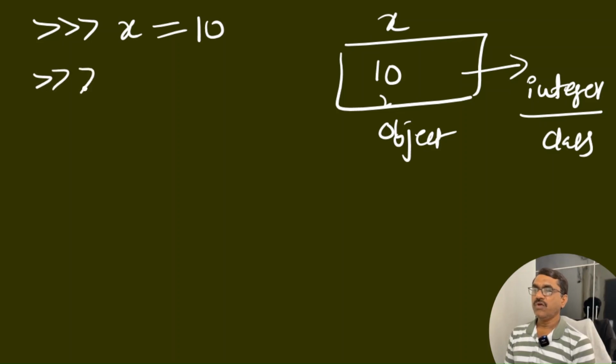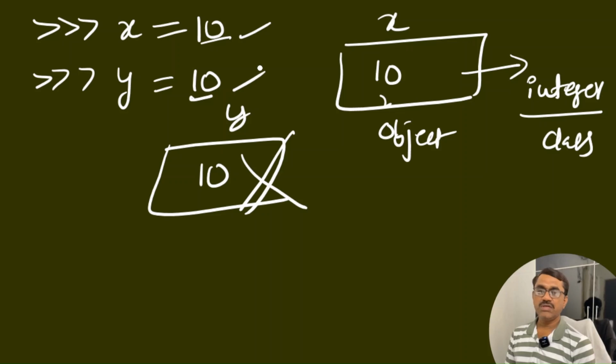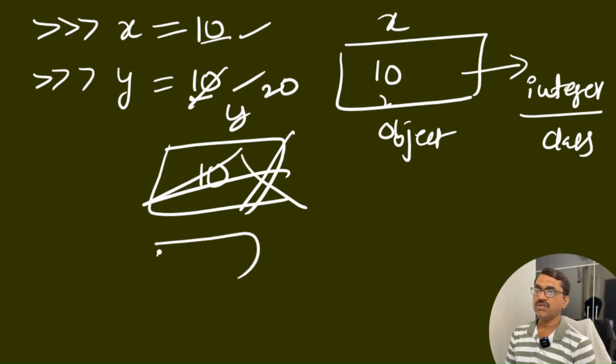Now, when we write the statement y equals 10, do you think there is separate memory stored for y, like this 10? No, this is not correct in Python. The value here is 10 and here also 10, the same value, right? When you try to store a different value, 20, in this case it is going to create a separate memory location where the object is 20 and the class is also integer.